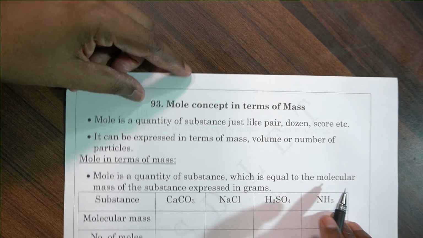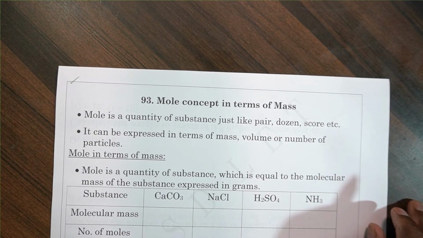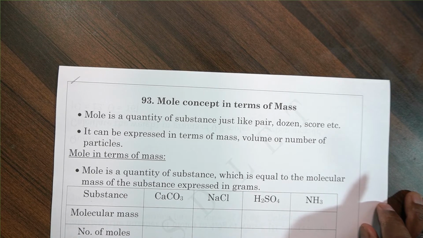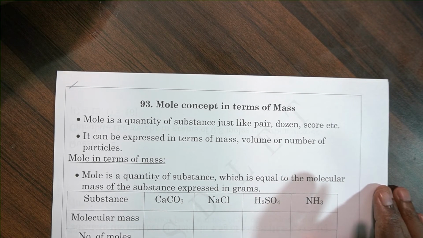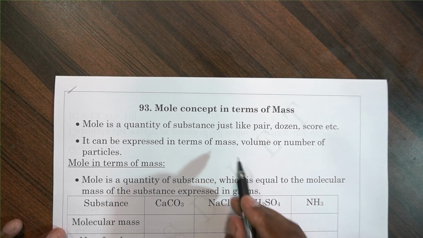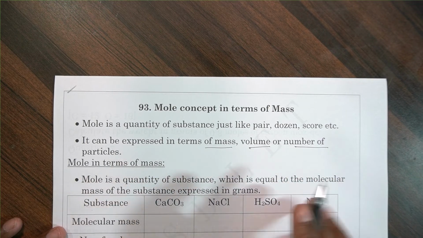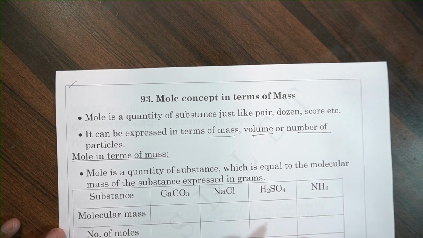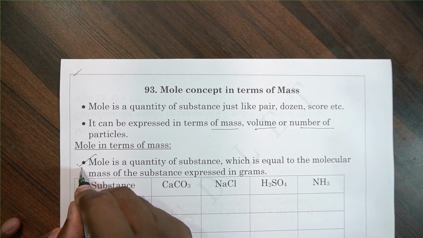Okay. What is a mole? A mole is just a quantity, just like we say a pair. Pair means two things, and dozen means we have 12 things, and when you say score there are 20 things, and so on. So just like it is a parameter of measuring, that is called mole. Now mole, as we express it in mass, can be expressed in volume of gas at STP or number of particles also. So in today's lesson we are going to see how to express mole in terms of mass of a substance.